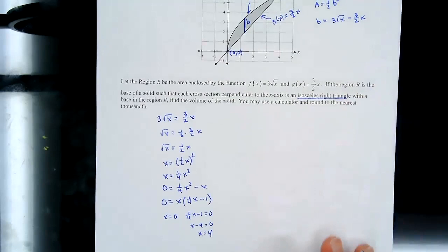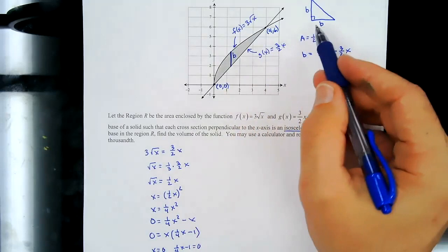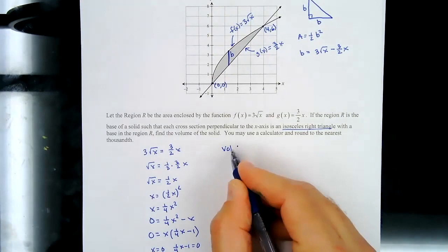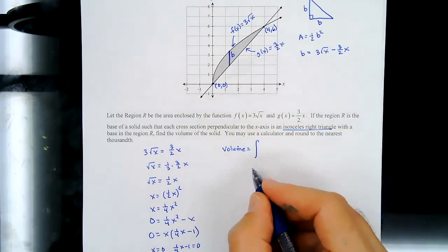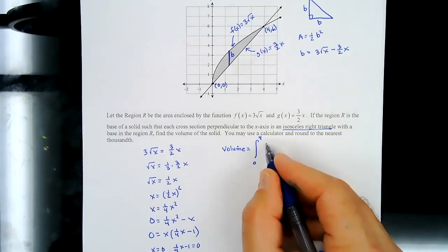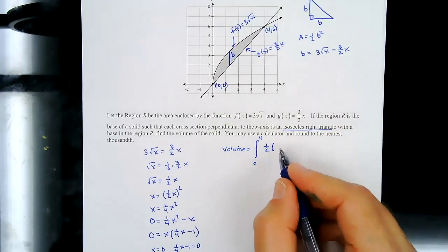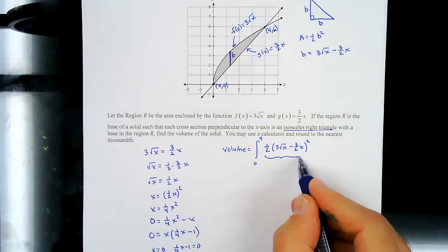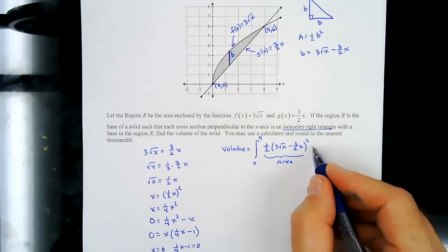All right. So now we know we want to start making these isosceles right triangles right here at 0, and we want to stop making them at x equals 4. So the volume would equal the integral from 0 to 4. The area would be 1/2 times the base squared, and the base is 3 square roots of x minus 3/2 x, squared. This right here is the area of one of them, right? And then the thickness to get the volume would be our dx.